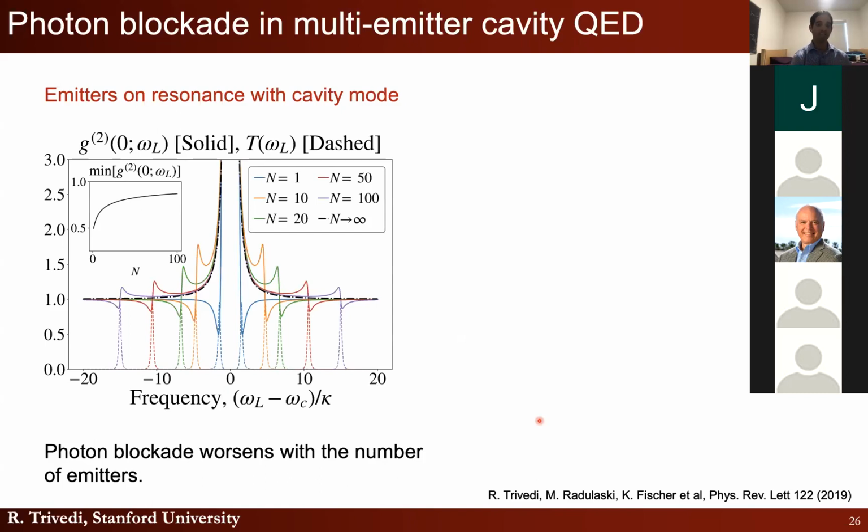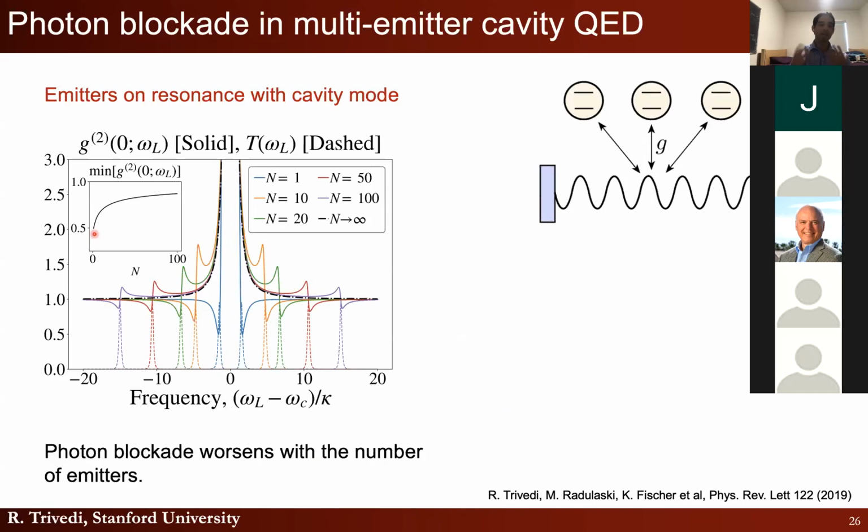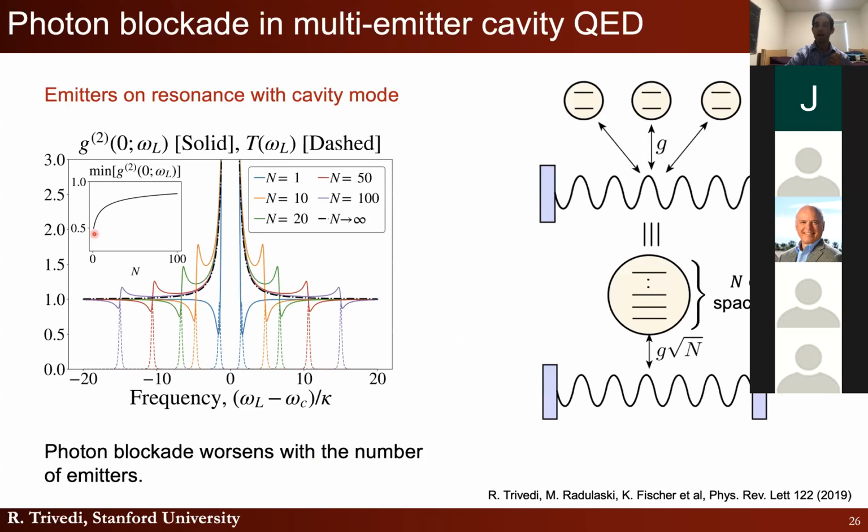And what we found surprisingly was that as we increase the number of emitters, quite unlike what we had expected, the photon blockade actually becomes worse and worse. So increasing the number of emitters was not actually improving this photon blockade. It was not really enhancing light matter interaction in the context of photon blockade. And while this might seem counterintuitive at first, we could explain it very easily by thinking of this multi-emitter system in a slightly different way.